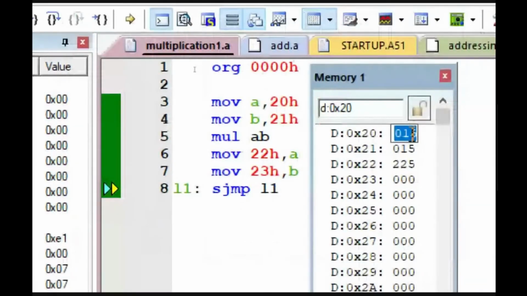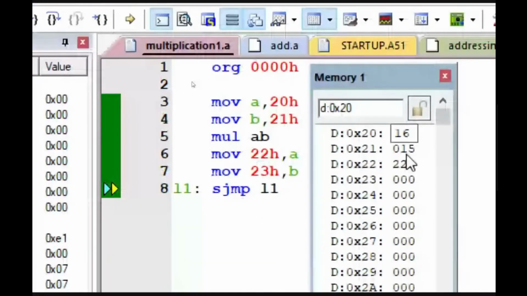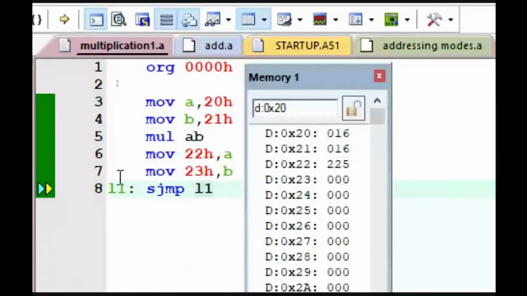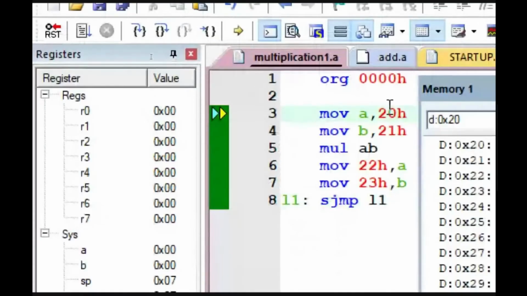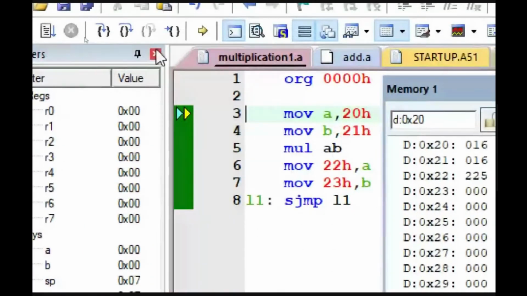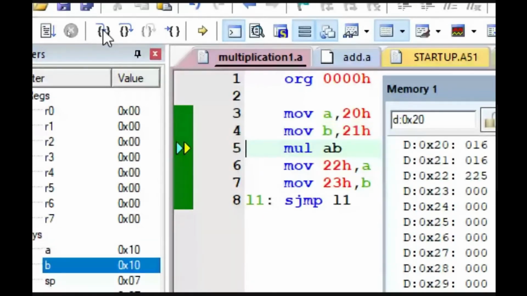We are giving the value as 16. So 16 into 16. We are giving the value 16. 16 into 16 is 256. So as usual, resetting this code and doing the single step execution. The hexadecimal equivalent of 16 is 10. So accumulator A has 10. Again, B will get 10. So B is also having 10. So 10 into 10 hex is 256.